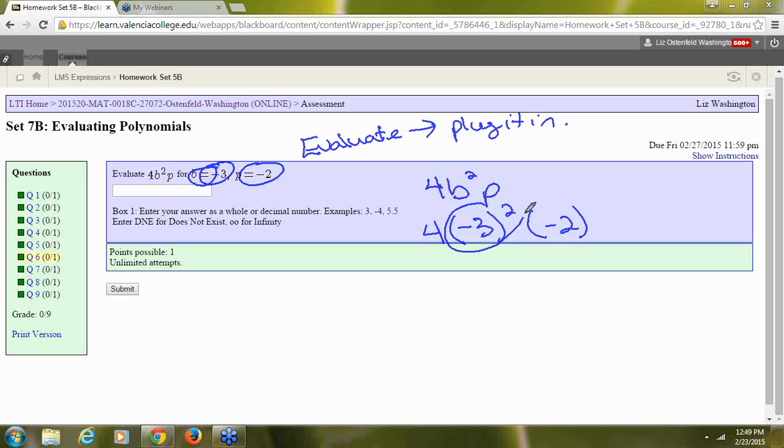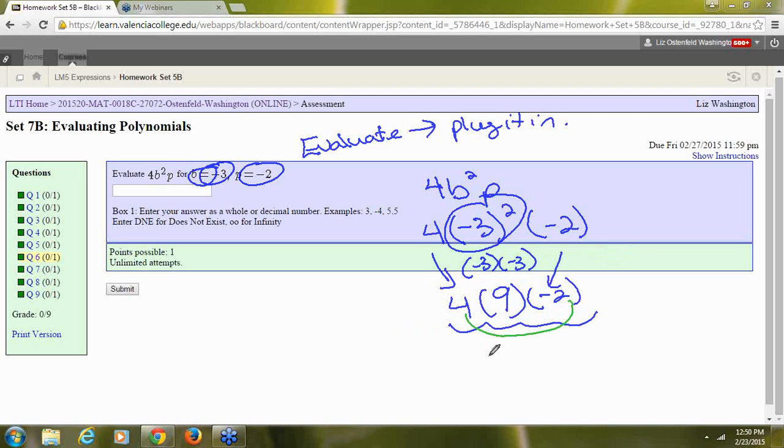We're actually going to do the negative 3 squared first, and we get a positive 9 because negative 3 times negative 3 is a positive 9. I'm going to bring down the 4 that I didn't use yet, bring down the negative 2 that I didn't use yet. And now, since this is all multiplication, it honestly doesn't really matter what order I do it in because multiplication you can do in any order. So I'm going to do 4 times negative 2 is negative 8 times my 9 is a negative 72.